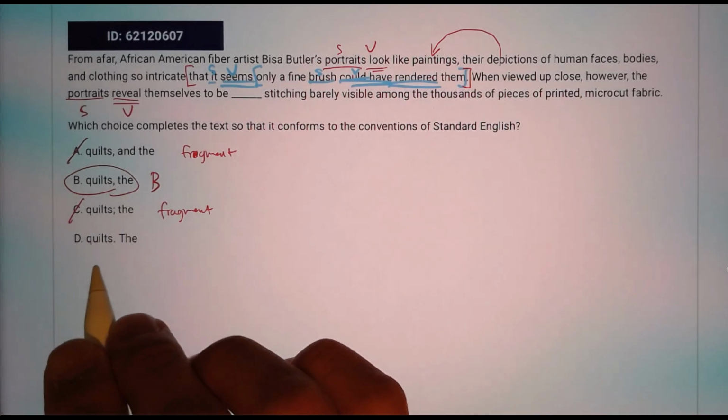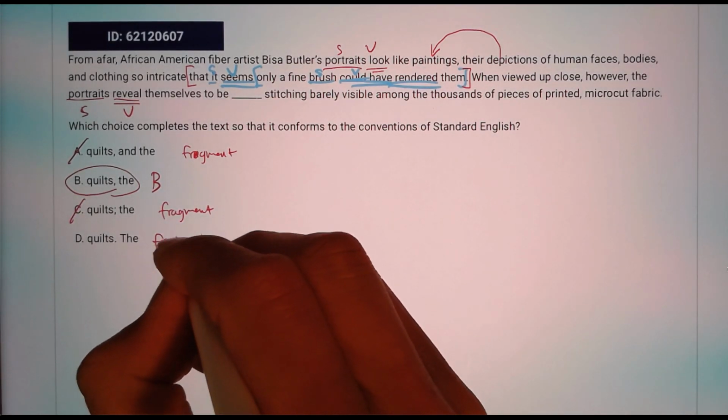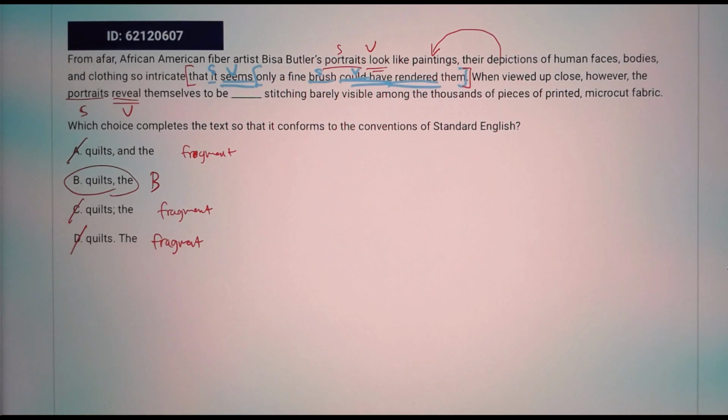And D, quilt, this is also a fragment. So another way you can arrive at the answer is by elimination, since all three happen to be fragment issues.